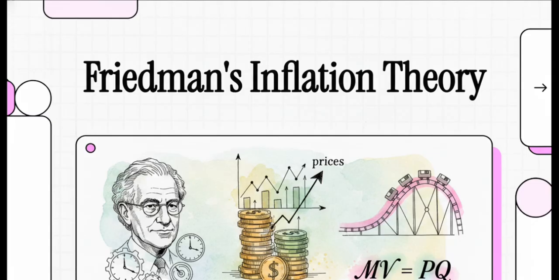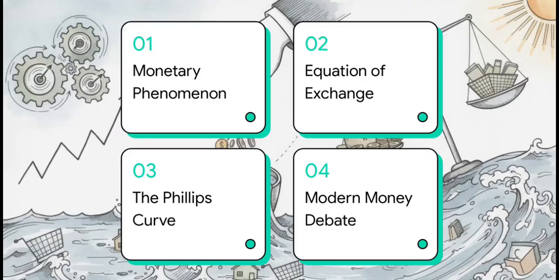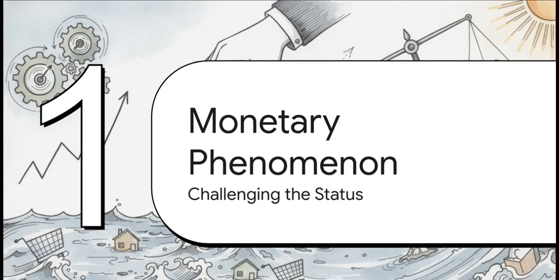We'll explore why this idea totally revolutionized economics, look at the surprisingly elegant math behind it, and then test it against the wild economic roller coasters we've seen in the 21st century. So, here's our roadmap for today. First, a monetary phenomenon. Second, the equation of exchange. Third, rethinking the Phillips curve. And finally, the modern money debate. Let's jump right into Section 1, a monetary phenomenon, and how Friedman challenged the status quo.